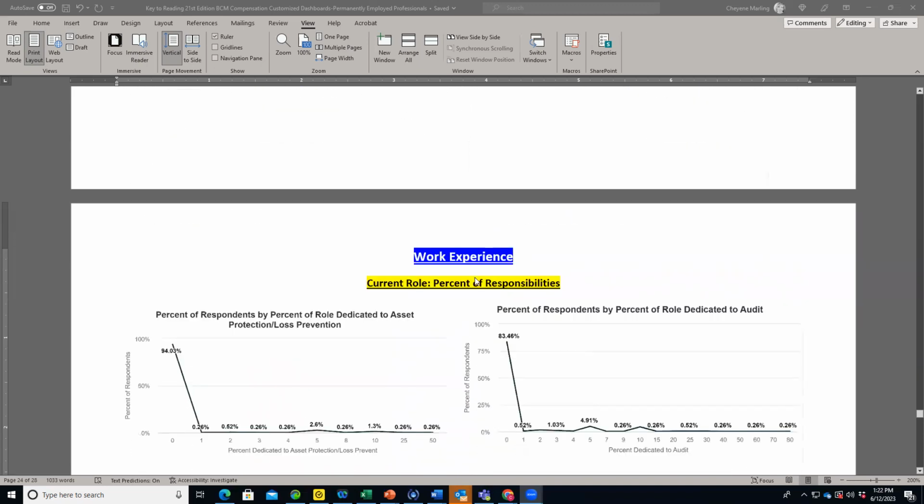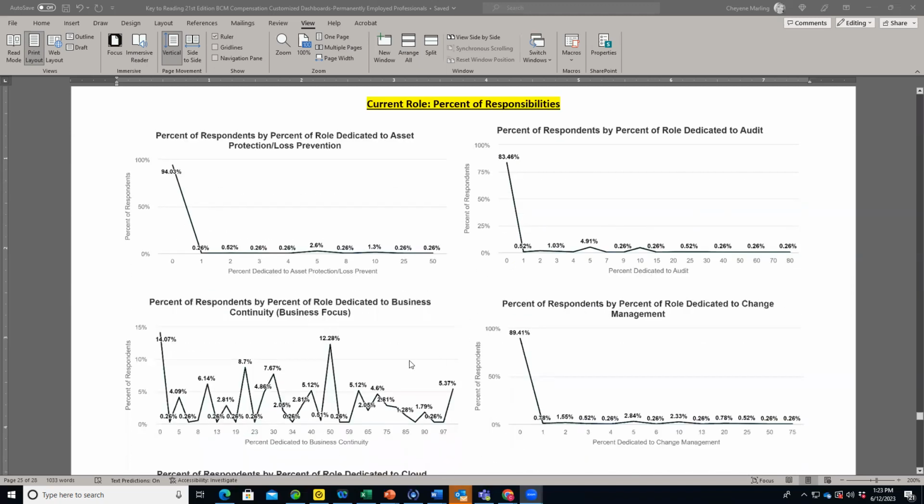And these are going to be what percent of your responsibilities are dedicated to the different disciplines. So here you can see only about 0.3% were 50% involved in asset protection loss prevention. So this is based on percent dedicated to asset protection, what have you. So if you look at business continuity, this is indicating about 2% are 90% dedicated to business continuity. About 12.3% of the respondents were 50% dedicated to business continuity planning.